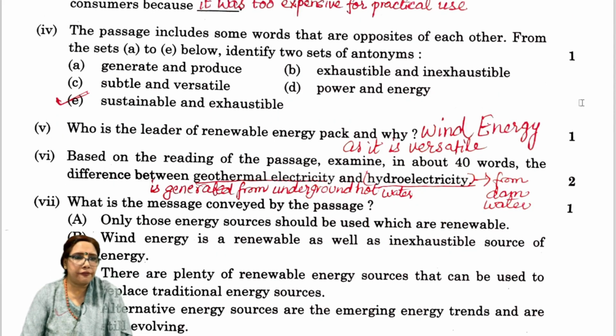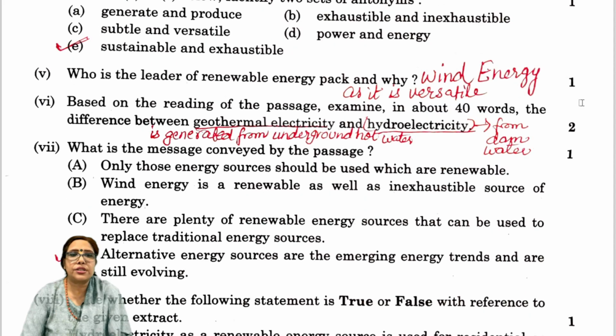Now we come to part 5. Who is the leader of the renewable energy pact and why? So the passage says the leader is wind energy, and why? Because it is versatile and it is very dynamic. Now we come to part 6.